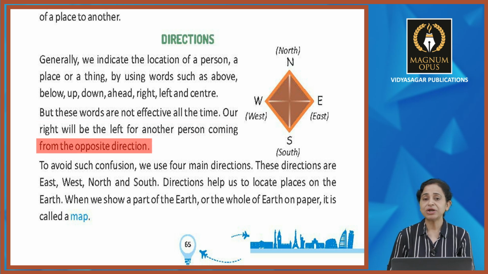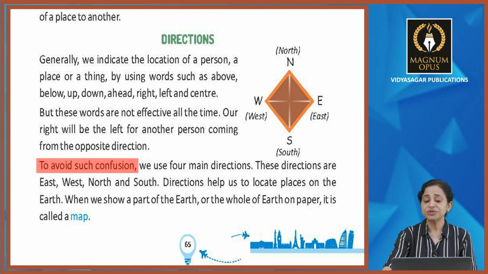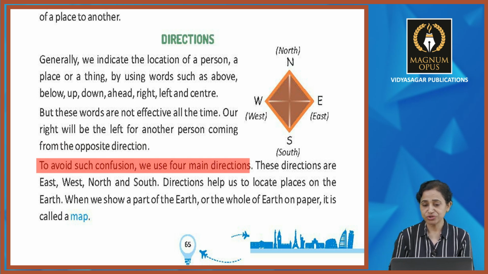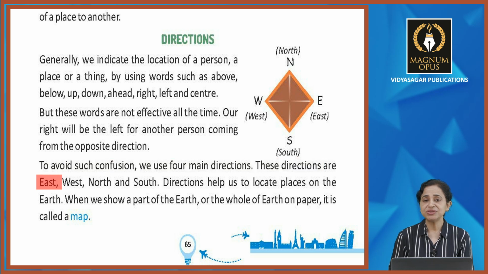अब मैं यहाँ बैठी हूँ और आप मेरे सामने बैठे हैं. आपका right कुछ और होगा, मेरा right कुछ और है. तो ये भी सही नहीं हो सकता ना हर एक person के लिए. आपकी direction क्या है बैठने की? Right? To avoid such confusions, we use 4 main directions. These directions are east, west, north and south.